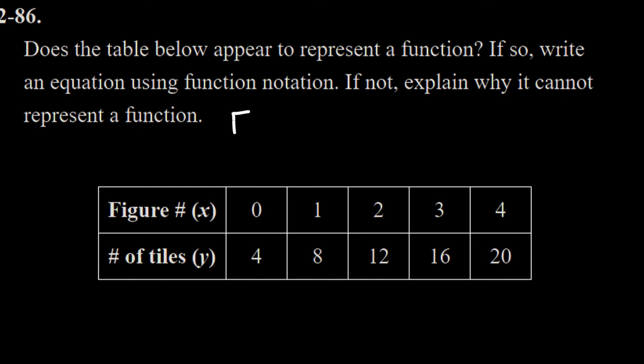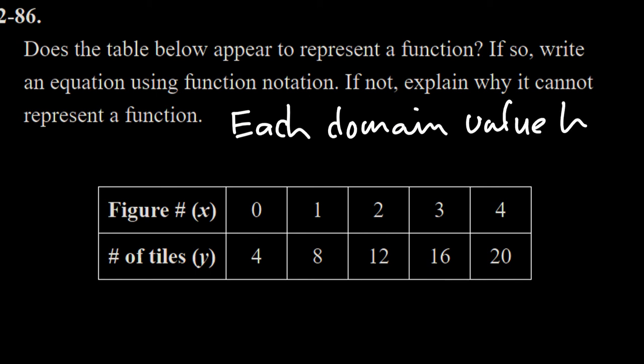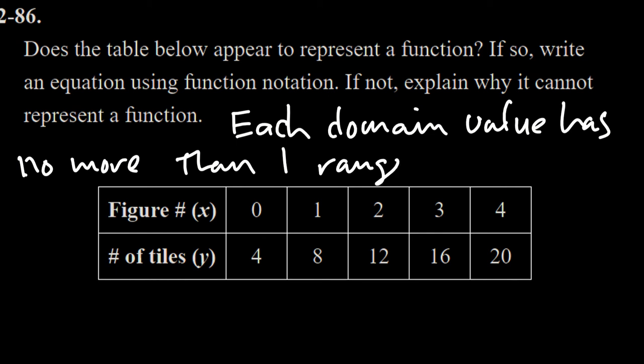And the reason why is each domain value has no more than one range value. I think I like saying it like that. I think someone in class said that, and I don't know exactly which period it was, but I like that because when you say that, it's like, okay, because some domain values can have no values.